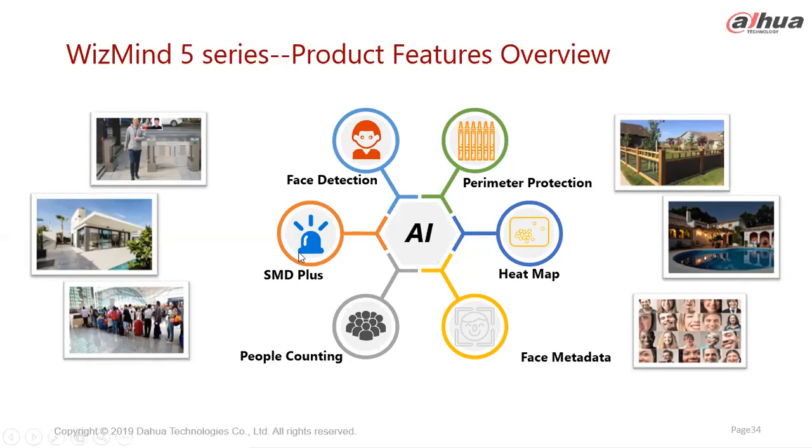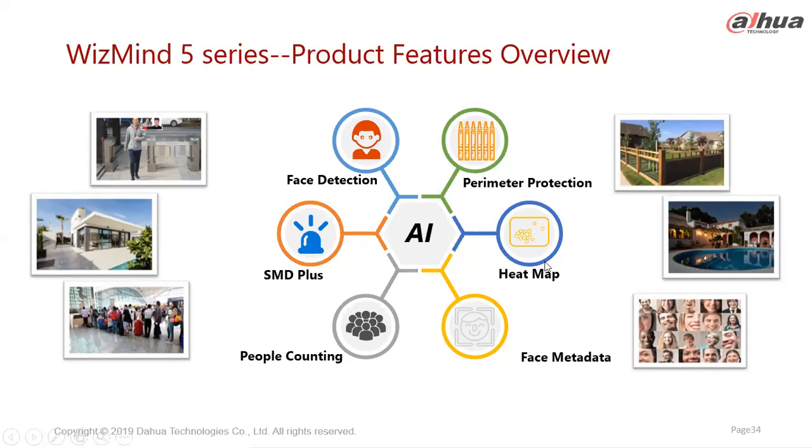Another function for Wizmind 5 cameras is SMD Plus. So what is SMD Plus? SMD Plus in full means smart motion detection. You find a scenario where you're installing cameras and you want to achieve good motion detection or better recognition of objects. SMD Plus will do that very well, because it will be able to know the difference between a human, a cat, and a dog. So those are the features of Wizmind 5.